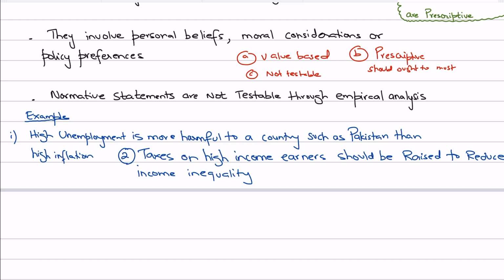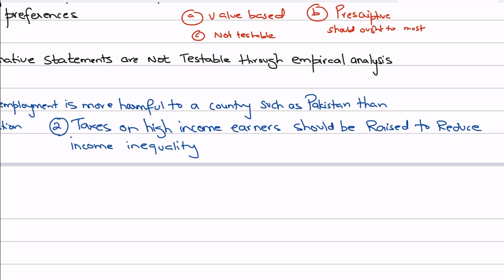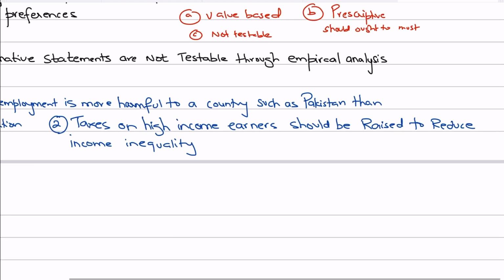So now, high unemployment is more harmful to a country such as Pakistan than high inflation is, a value judgment. It's a value-based opinion. There could be someone else saying no, high inflation is more harmful than high unemployment, right? And the second: taxes on high income earners should be raised to reduce income inequality. This statement, saying that the government should reduce income inequality by taxing the rich, is again a normative statement because it reflects a value judgment about income inequality.